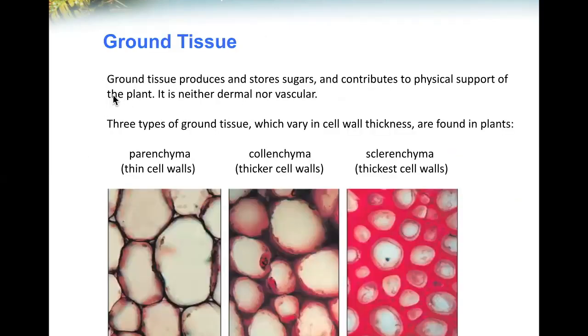Ground tissue produces and stores sugar and contributes to the physical support of the plant. It is neither dermal nor vascular. Three types of ground tissue, which vary in cell wall thickness, are found in plants: parenchyma, thin cell walls; collenchyma, thicker cell walls; and sclerenchyma, thickest cell walls.